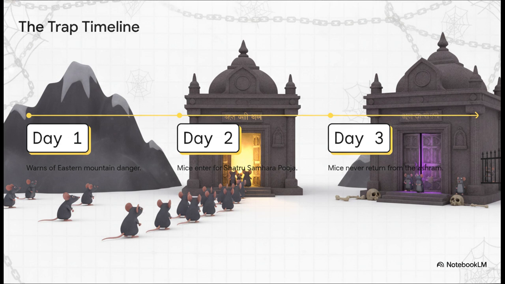Let's look at the timeline. On day 1, he drops the worrying about the danger. On day 2, he swoops in with the solution.